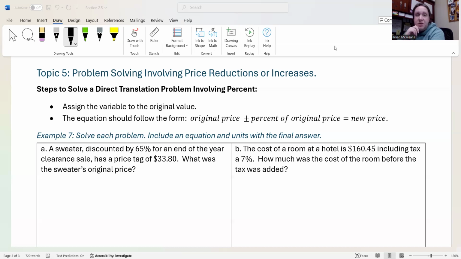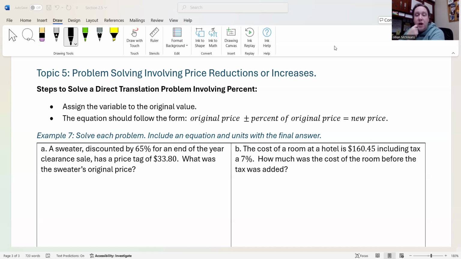Okay, so steps to solve a direct translation problem involving percent. And it's not just involving percent, specifically where we're dealing with a discount or a price increase or something. So again, it doesn't have to be price. For these examples, it will be. So assign the variable to the original value. We're going to have some original value. We're not going to know what it is. We assign the variable to what we don't know, the original value.